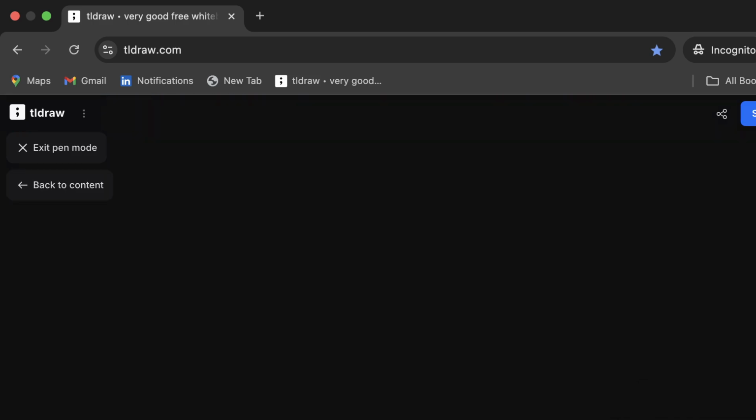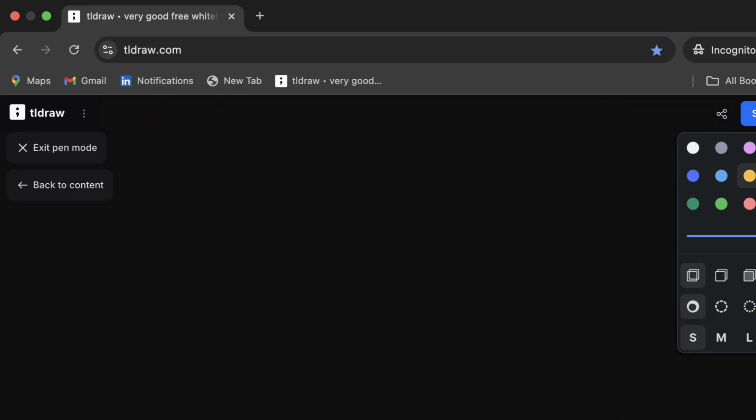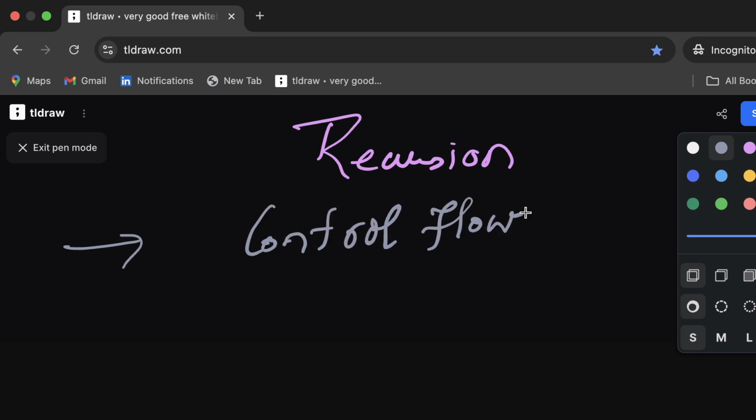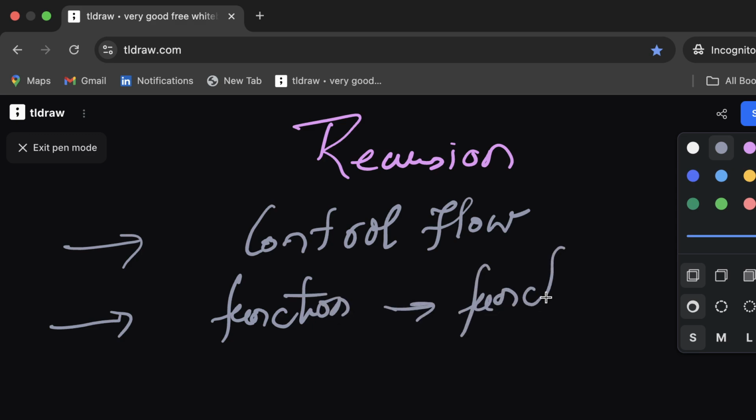Now, how do we calculate time complexity? If we say what is recursion, recursion is basically control flow. How it is achieved is by calling a function: when a function calls another function, we say we are doing a recursive call, right?